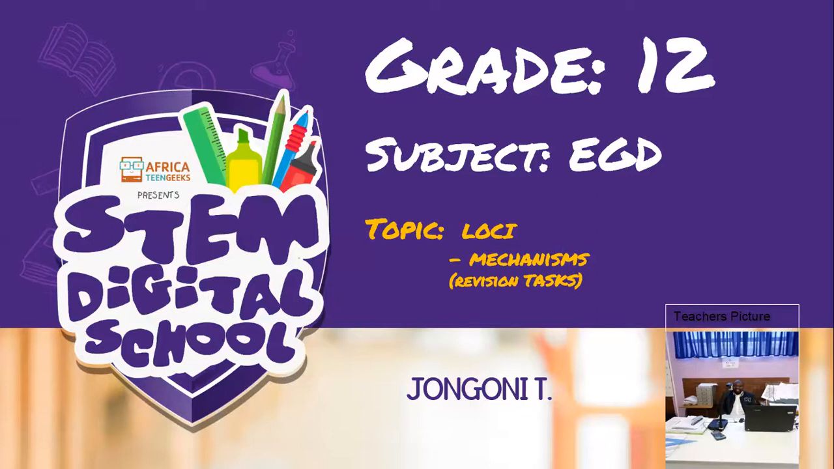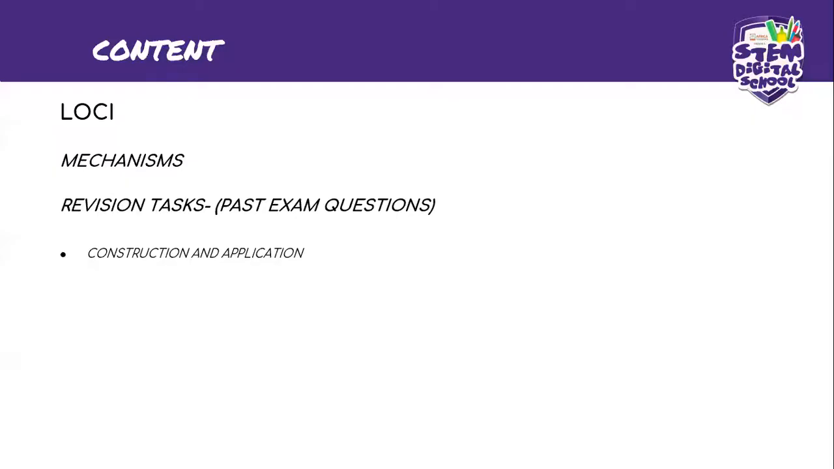Right, we want to finalize our topic on loci. We looked at it over the week, and we are still looking at mechanisms, which is the last chapter in terms of the concept of loci. Basically, we are going to look at revision tasks, and we are going to focus on some past exam papers in terms of the questions that we are going to do today. This is about application. This is about consolidating our understanding of loci as well as mechanisms. So let's go for it and let's do it. I hope you enjoy this lesson and all the best.